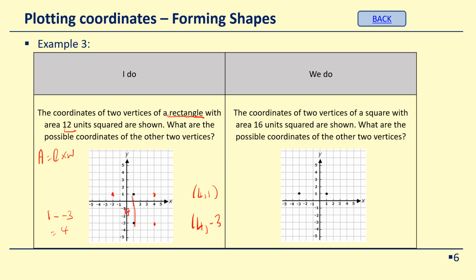So your 2 points could be there, and that would also make a rectangle. Now you could join it up and count the squares, but you can multiply the sides. 4 times 3 is 12. So it's -2, 1 and -2, -3. Okay, the next one, it tells you that the area is 16.